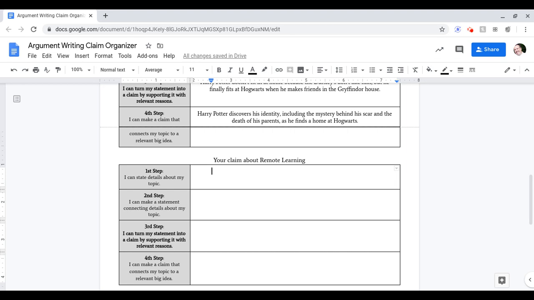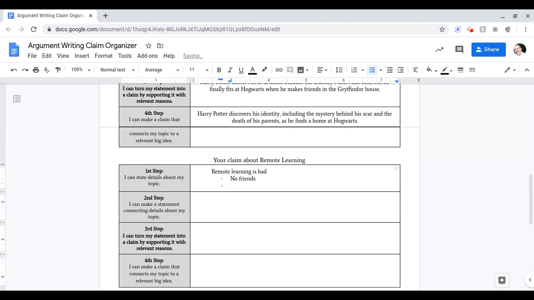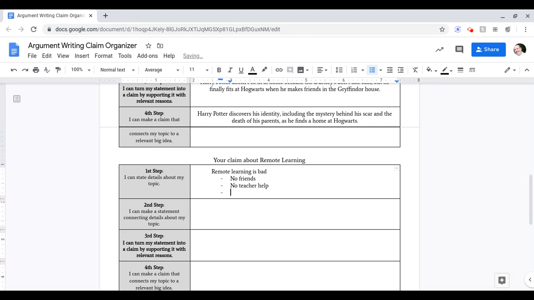And so in here, you might say something about remote learning is bad. And then you might just come in with some details about no friends, maybe no teacher help. And maybe we think of one more, technology issues.